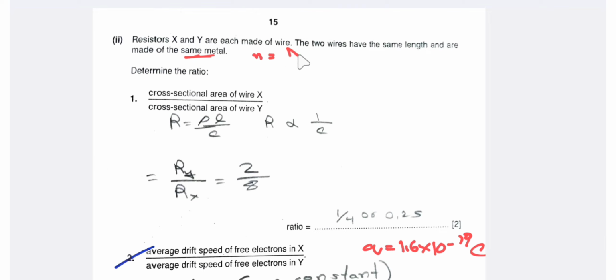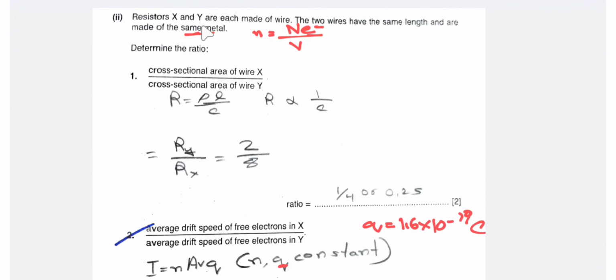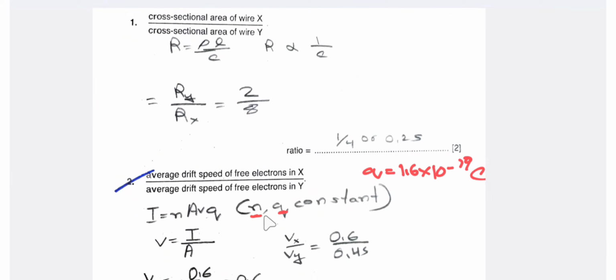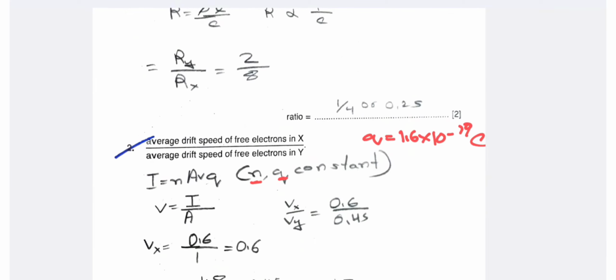And what is number density? Number density is the number of free electrons per unit volume. Since they are made of the same metal, the number of free electrons per unit volume is the same. So it is also the same. So we can write the formula, since they both are constant.